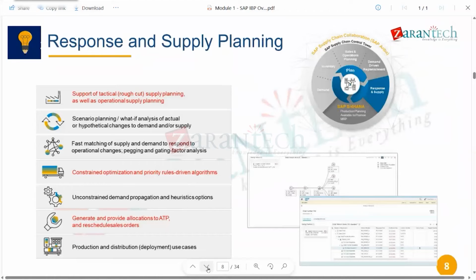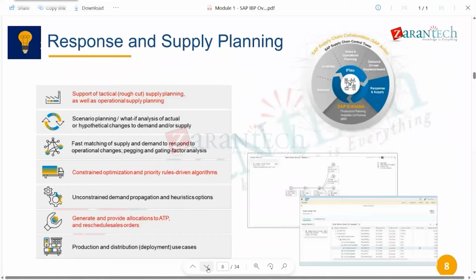Now the next one which I see at the bottom is allocation to ATP. Do you all know what is ATP? Is it availability to promise? Absolutely correct. Spot on. This is basically the products which are available to promise to the customer.